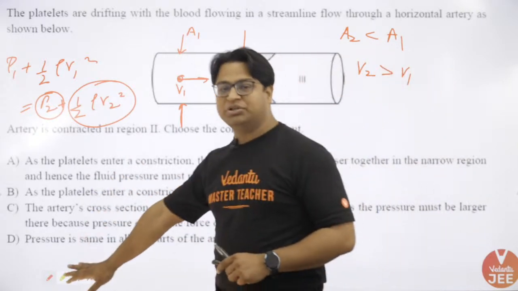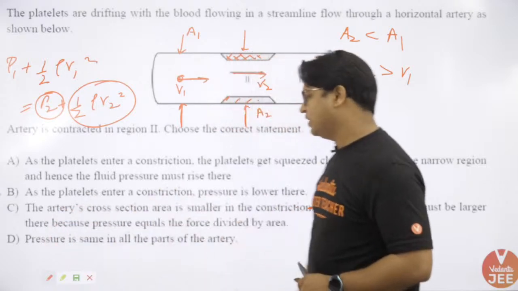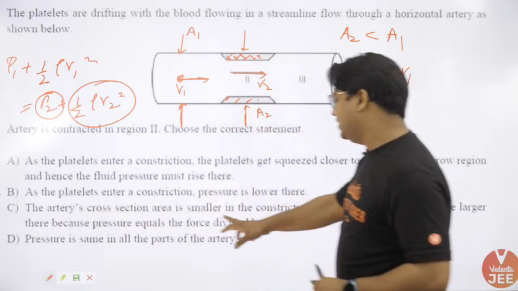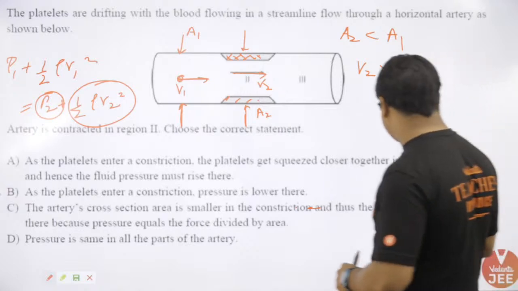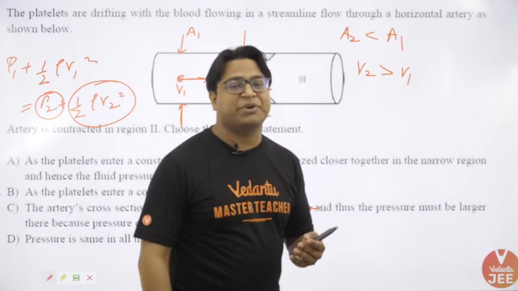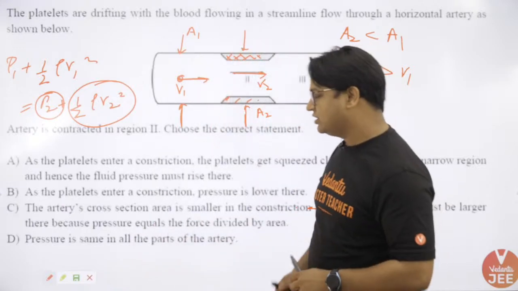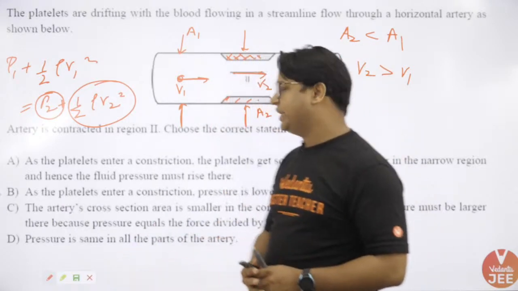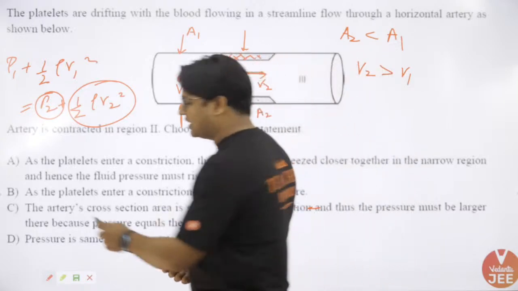So yes, this seems to be fine. Let's read options C and D also to be confirmed. The artery's cross-section area is smaller in the constriction, and thus the pressure must be larger. Again, option C is also talking about a larger pressure at the constriction, so that is not correct. In D, pressure is the same. Again, it is incorrect. So yes, B is indeed the correct answer.